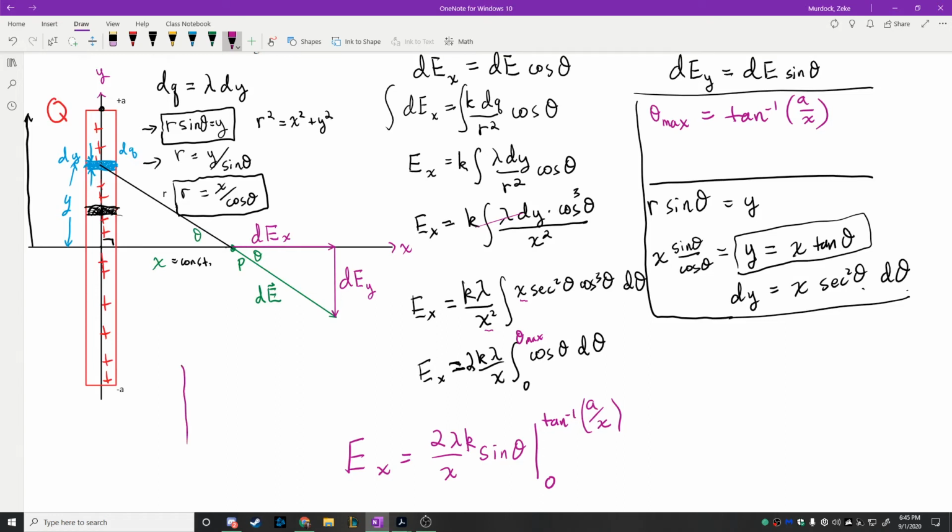So basically, what we have is a triangle. We know from the way this is written that the sides of this triangle are a on this side and x on this side, and this is the angle that we're interested in here. Call it phi, theta max, whatever. And we know that the sine of that angle is going to be a over this side, and this side has the length of the square root of a squared plus x squared. So what we end up getting here is 2k lambda divided by x multiplied by a over the square root of a squared plus x squared.